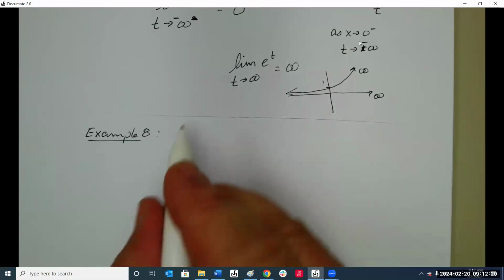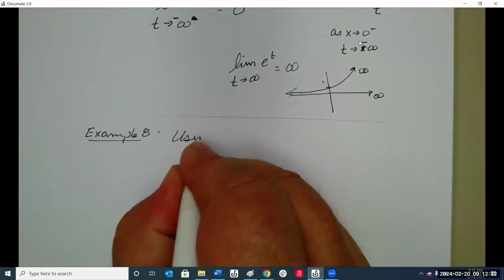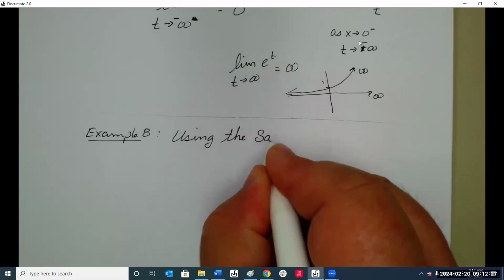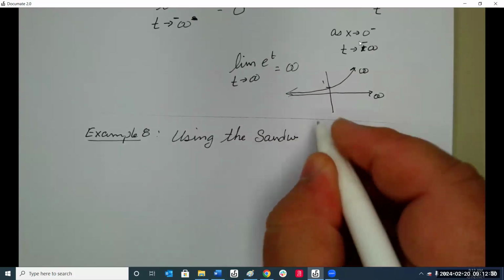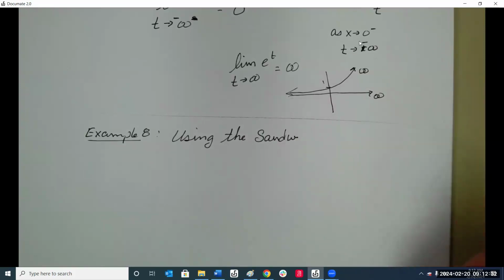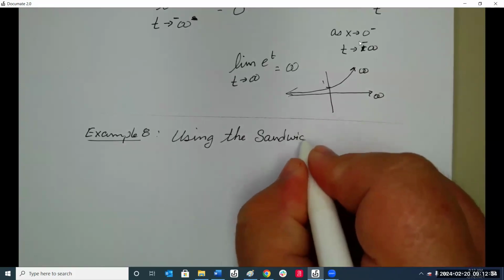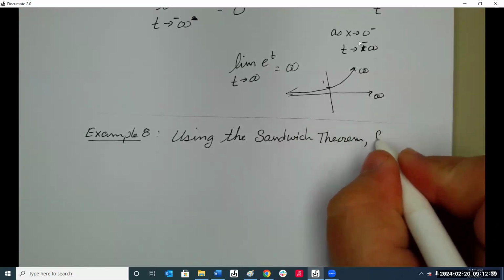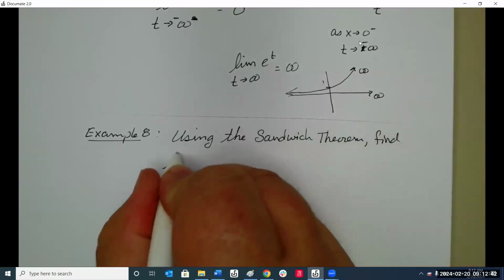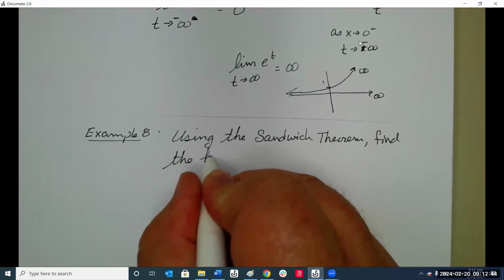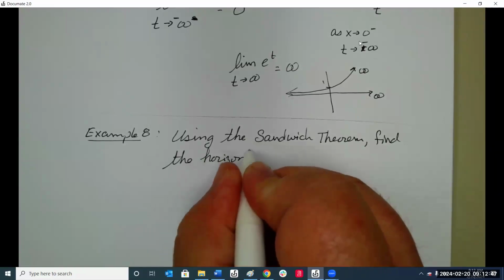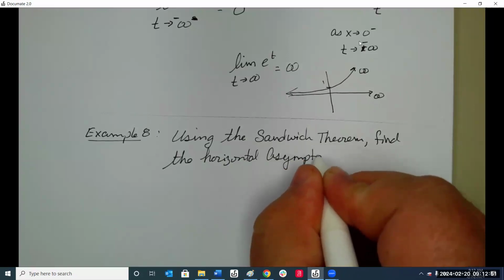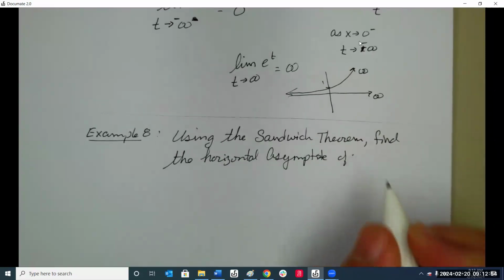Example 8. Using the sandwich theorem, find the horizontal asymptote of the following curve.